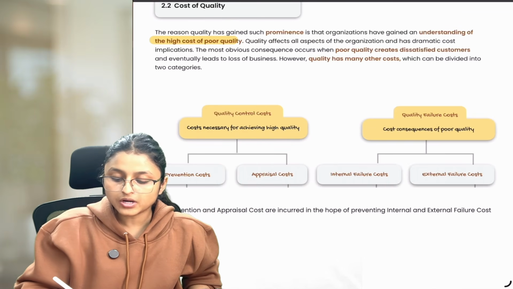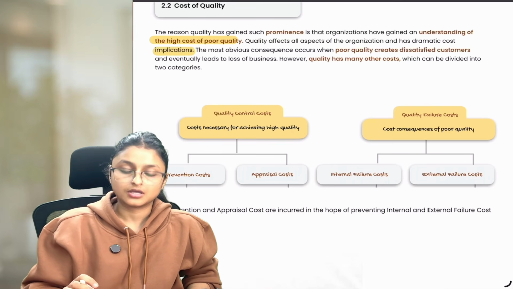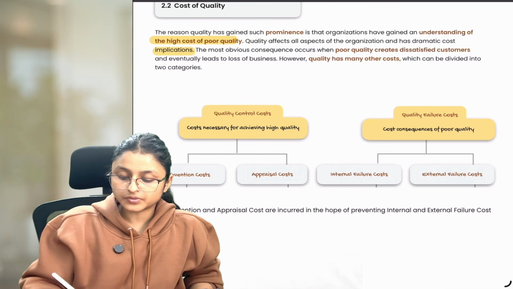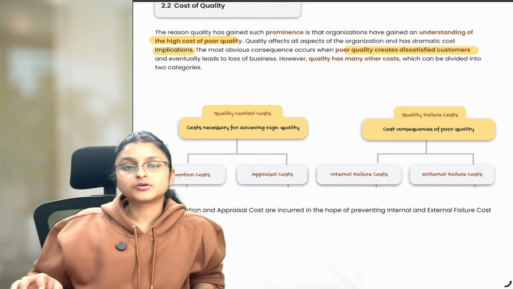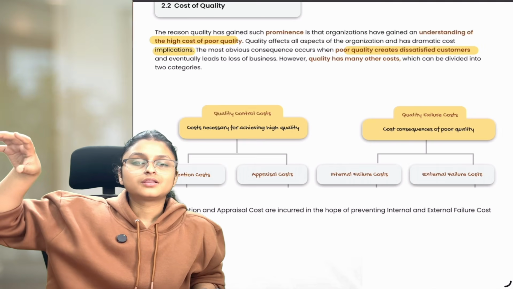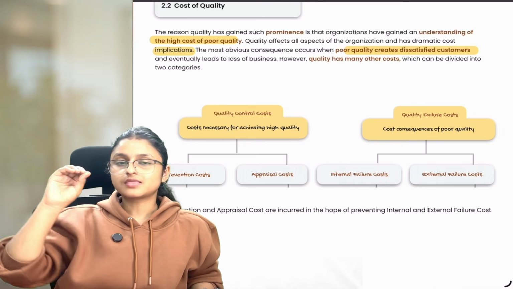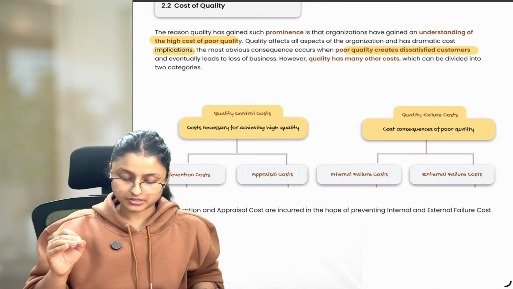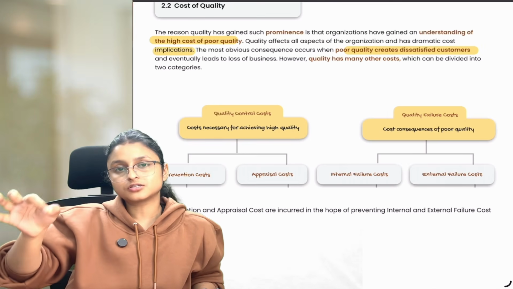Quality affects all aspects of the organization and has dramatic cost implications. The most obvious consequences occur when poor quality creates dissatisfied customers. Think about it. If your defective product reaches the customer, then that is brand reputation loss, and that is not at all good for the organization. But this is just one type of loss which an organization faces.